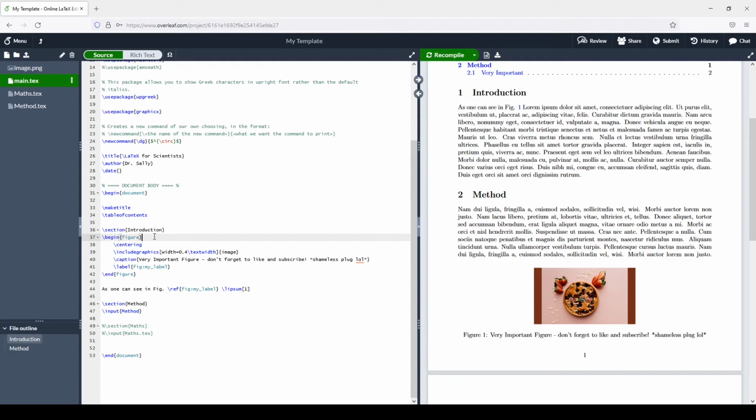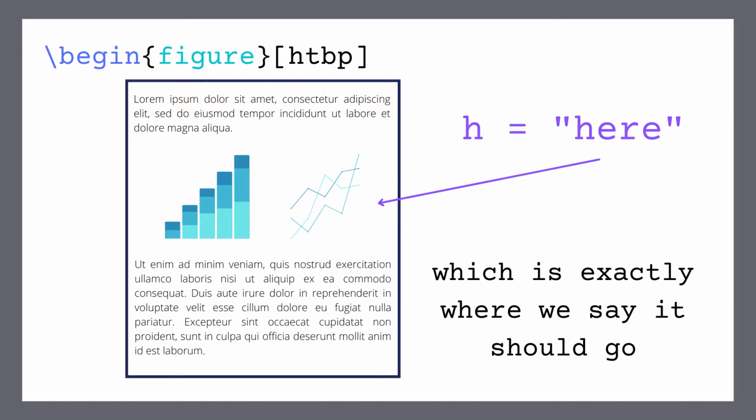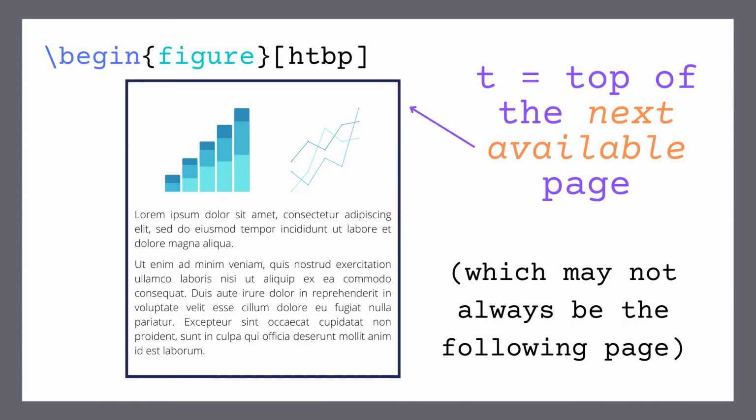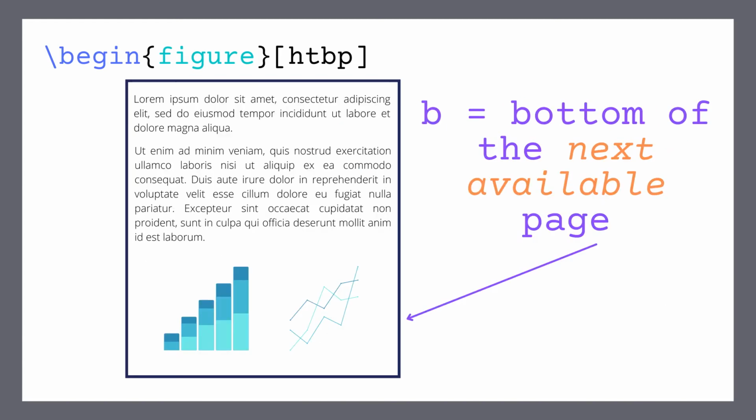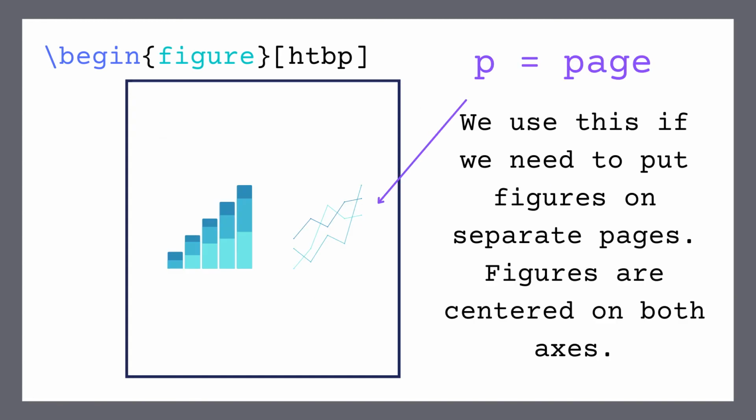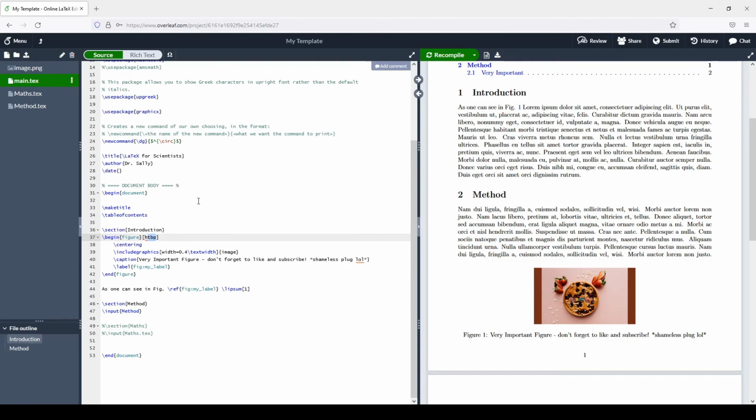So right after \begin{figure}, we can sneakily sneak in some square brackets, and then we have up to 4 arguments that we can use to tell the compiler where we think the figure ought to go. We've got h for here, meaning right here where we've put the code. t for top, which means the top of the next available page. b for bottom, which means the bottom of the next available page. Or p for page, which will put the figure on a page by itself. It's a good idea to specify more than one option, just to give the compiler some choices in case there's a really good reason why it can't go where you want it to.